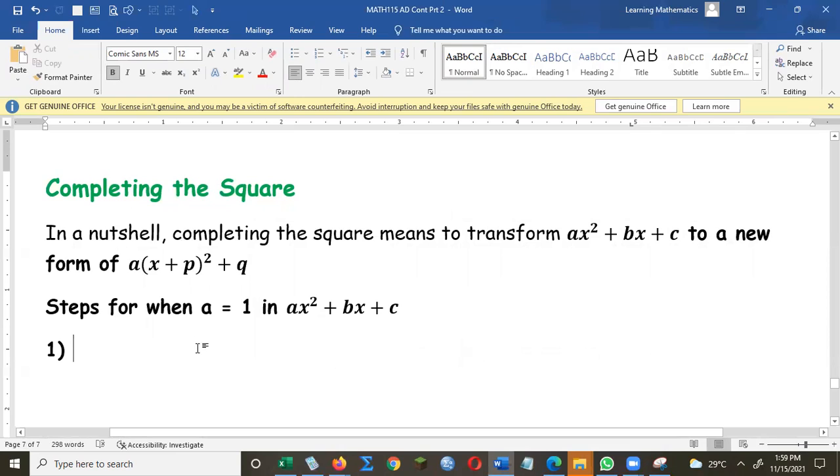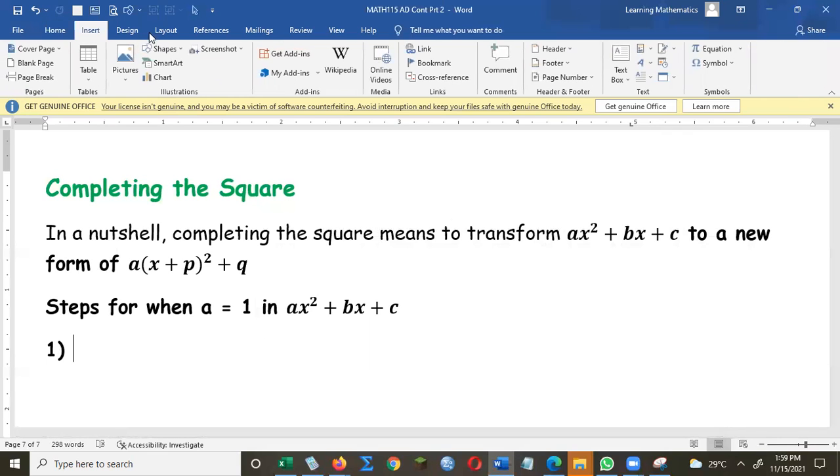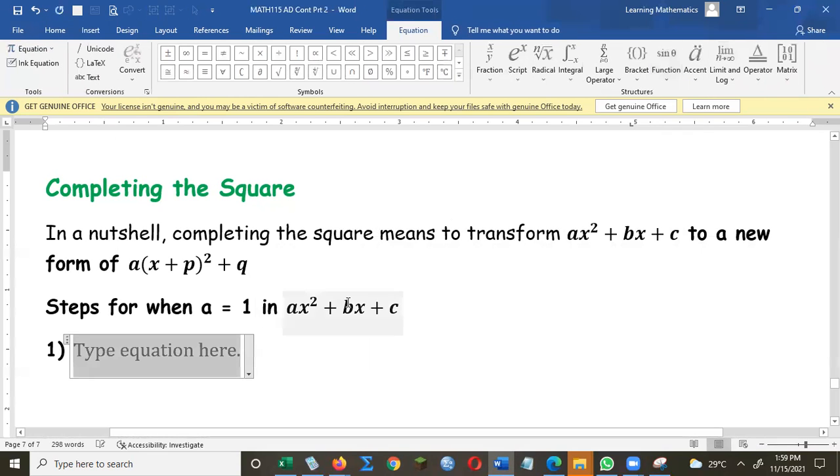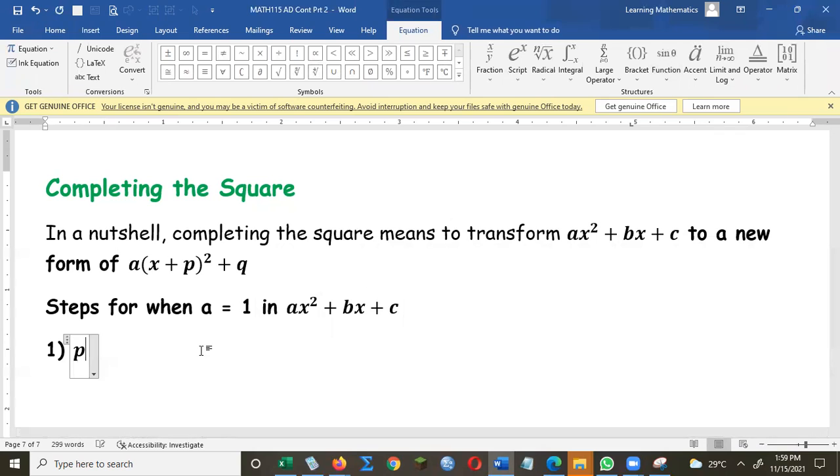Step by step. No, I'm doing the general steps. I'm being general here. I'm just outlining the steps so we can follow them when we go to the example. Right. So step number 1 is to find what p is.